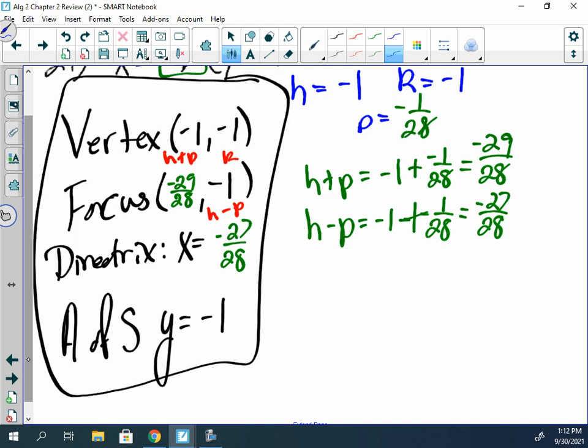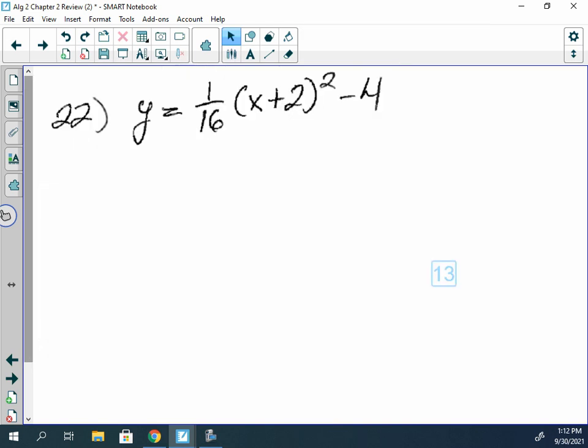Questions on this here? We good with this problem here? Any other questions on 20 through 22? 23. Any other one of those that y'all want to look at? 23.